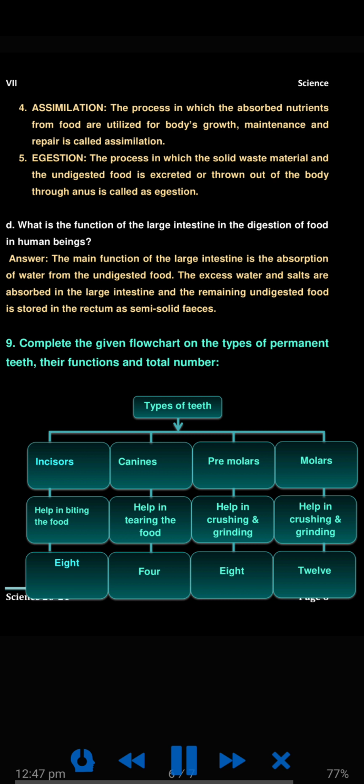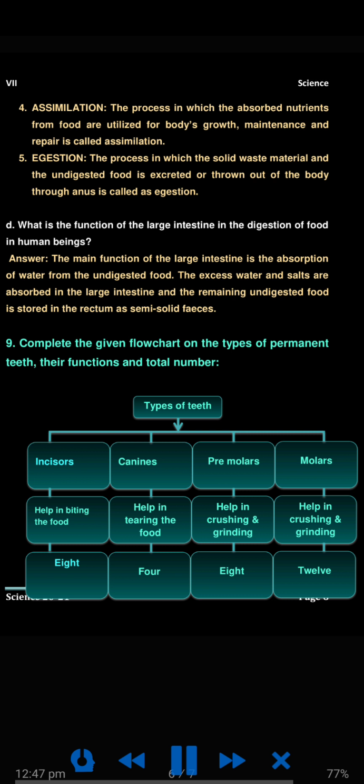Egestion. The process in which the solid waste material and the undigested food is excreted or thrown out of the body through the anus is called egestion. D. What is the function of the large intestine in the digestion of food in human beings? Answer. The main function of the large intestine is the absorption of water from the undigested food.